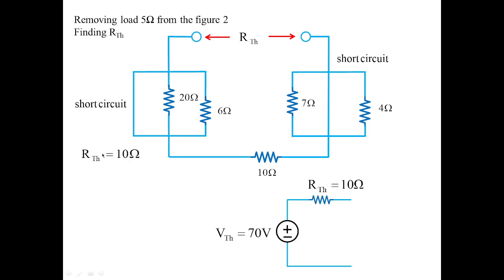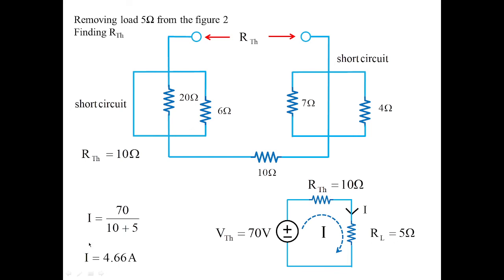Once we obtain the value of R Thevenin and V Thevenin, we connect the Thevenin equivalent circuit and then connect the R load. When R load is connected, we can find the loop current as well as the branch current, which is one and the same. That is 70 divided by 70, that is, Thevenin's voltage divided by R Thevenin in series with R load. So I'm going to get the current equal to 4.66 amperes. This is how we solve a complicated circuit in a simpler fashion using Thevenin's theorem.